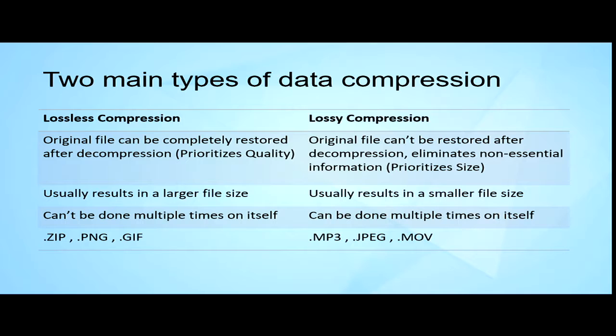This can be done multiple times on itself, so it can keep reducing in size by removing more and more of the non-essential information. Lossless compression is the opposite of that: it can restore itself completely after getting compressed. The common file extensions for lossless compression are ZIP, PNG, and GIF, and for lossy compression, MP3, JPEG, and MOV. I will show you an example of lossy compression.